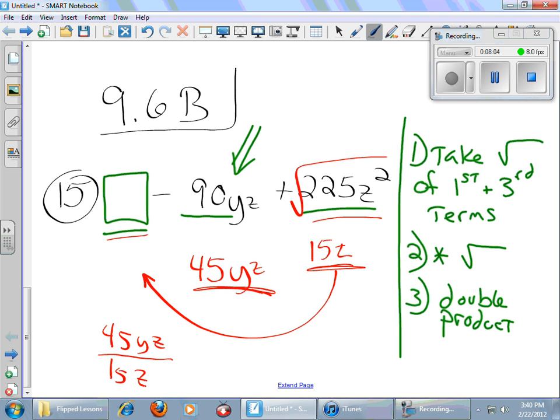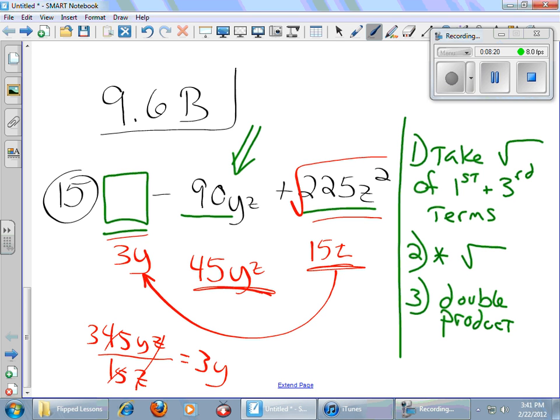Of course, I know James is thinking, well, I would just know that it's 3, or 3y, and I wouldn't have to do all that, and he'd be right. But this is the way to do it. The z's will cancel. 15 will go into 45 three times. I'll be left with 3y. Therefore, this must be 3y.